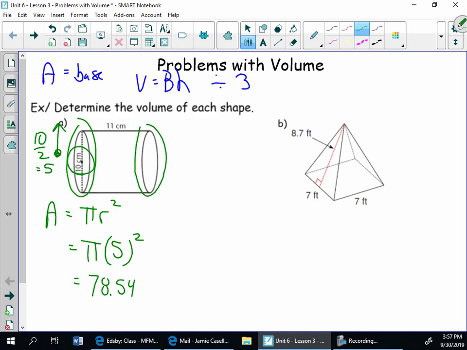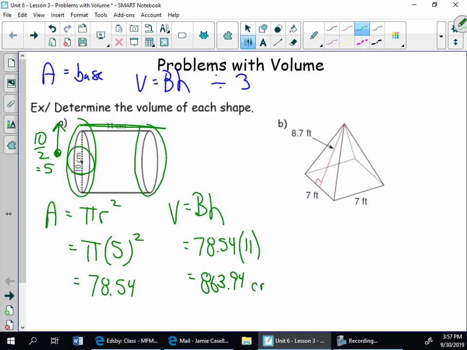Okay, our volume will be base times height. The question is, do we need to divide by 3 or not? We know if it comes to a point, which this one doesn't, it's going to divide by 3. So 78.54, that's one circle. How many circles stack up on top? 11 centimeters worth, all the way up to the top there. Gives us 863.94 centimeters cubed. Okay, done, that's it.